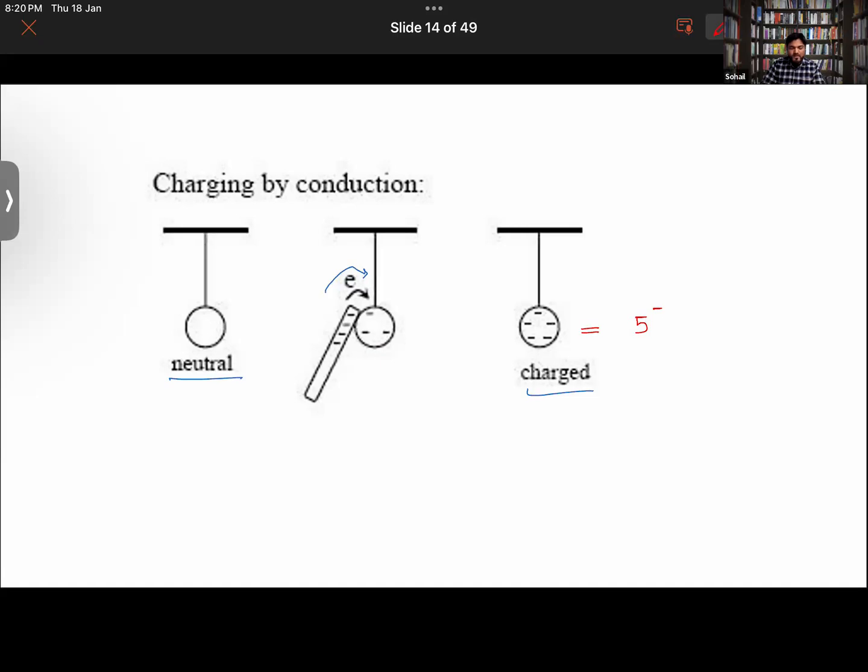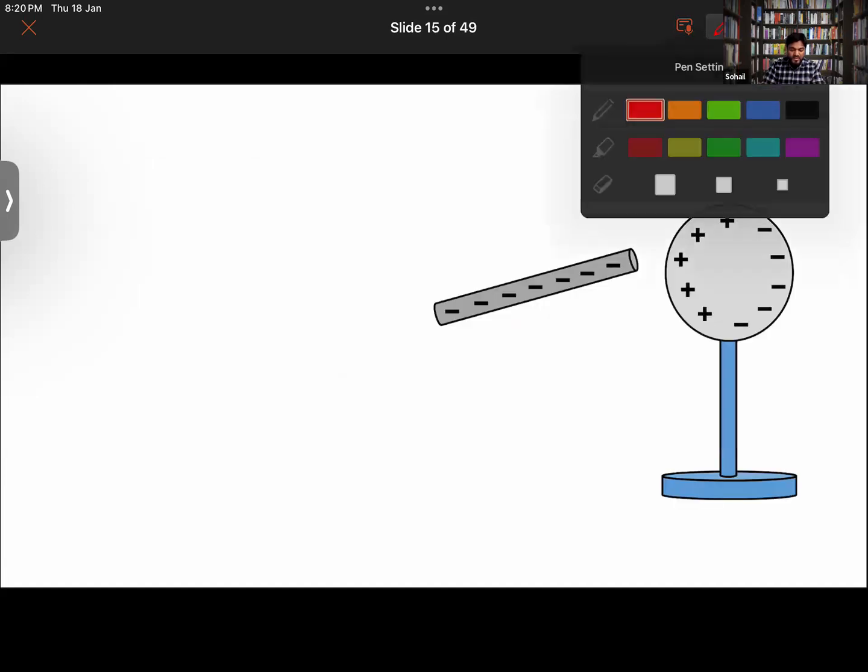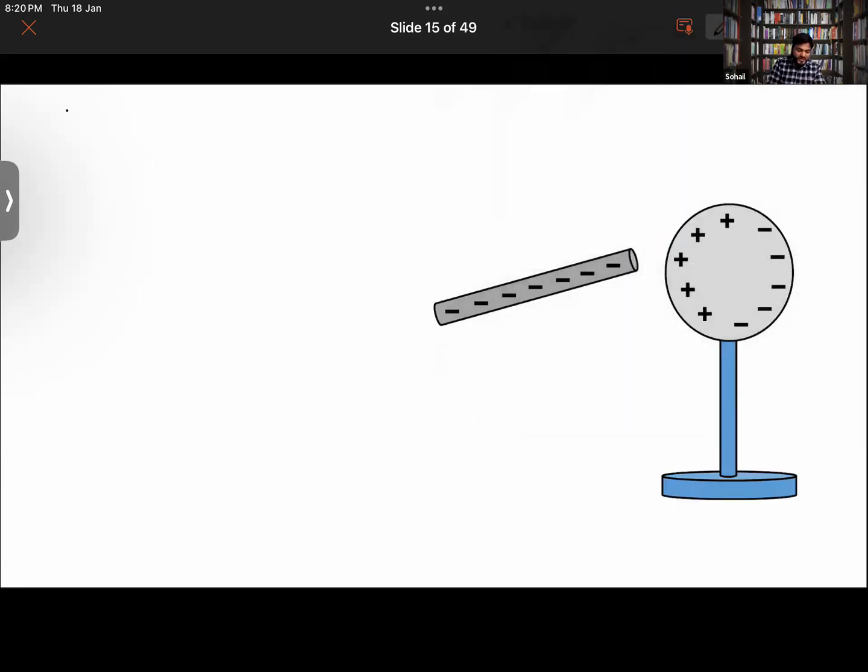Now the question is, what if I were not to touch this charged object to this aluminum? If I had not touched the aluminum, will some charges still be transferring to this aluminum? The answer is yes. Thereby you have another method that is called induction.